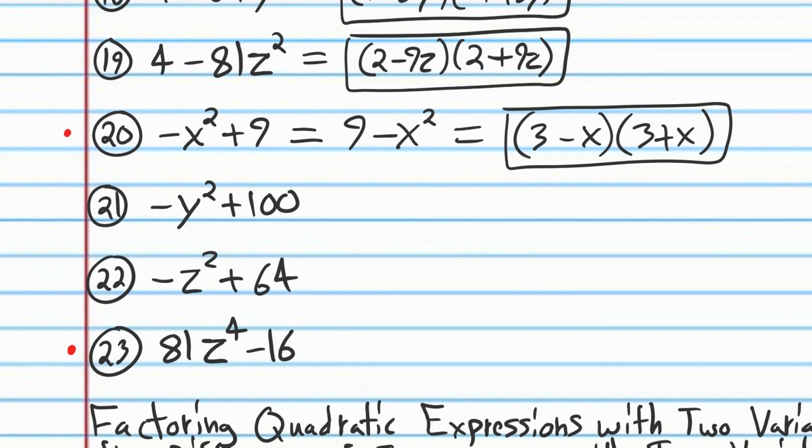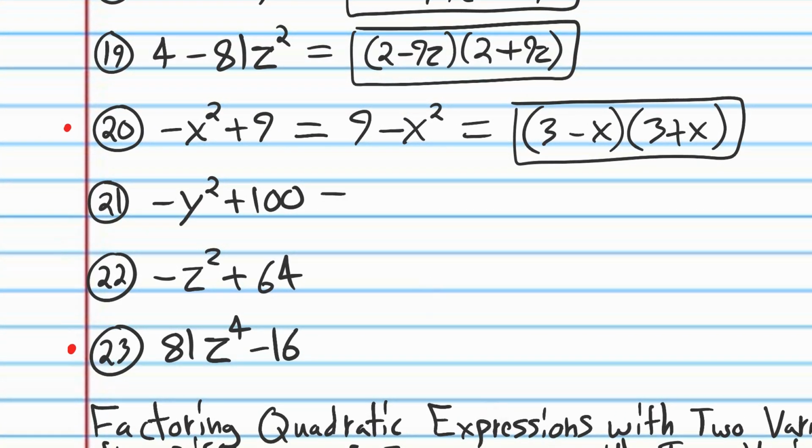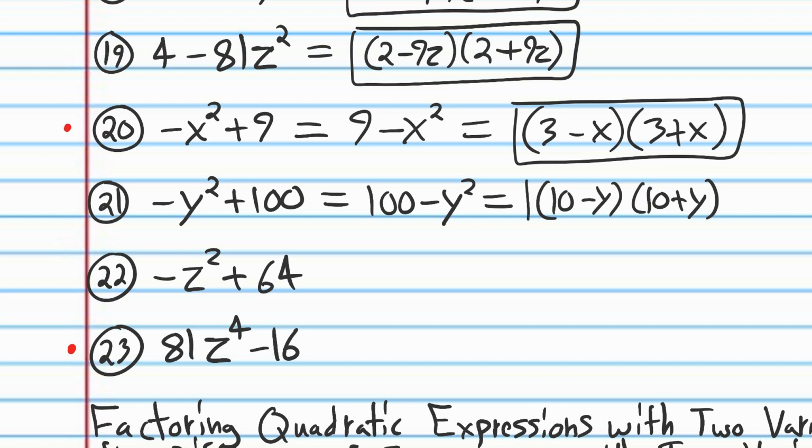All right, so why don't you try 21, and when you come back, we'll do it together. All right, we're back. Rearrange the terms, and you've got the difference of two squares. So if you got that answer, good job.